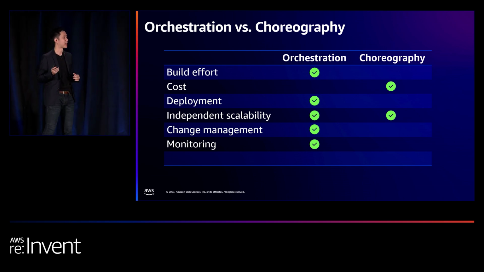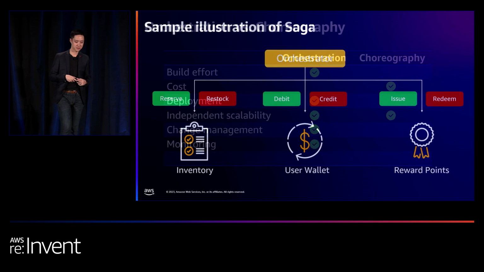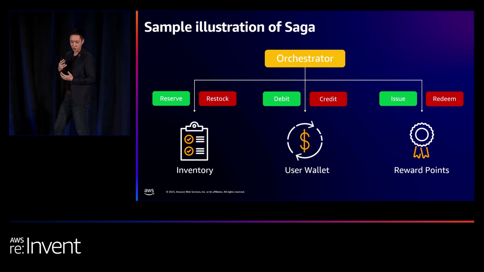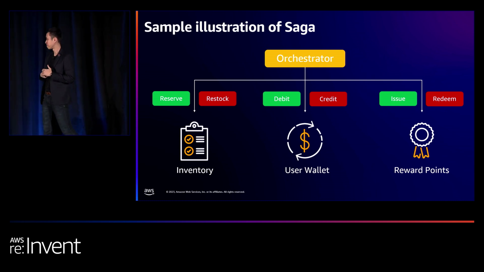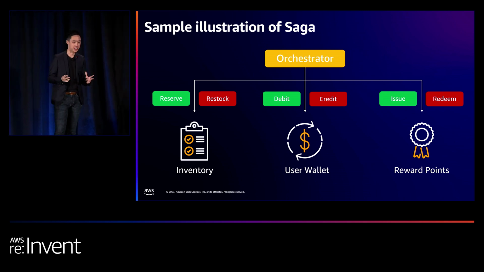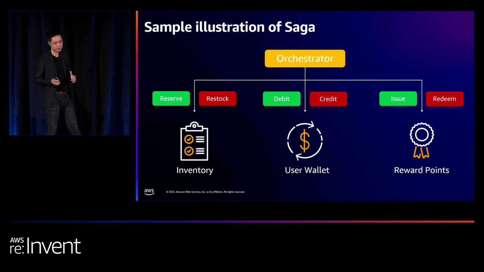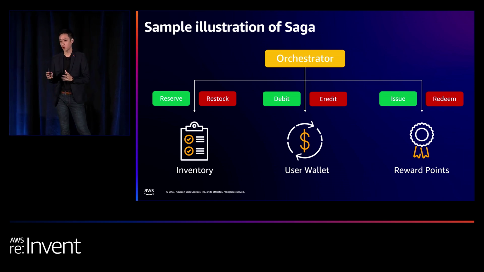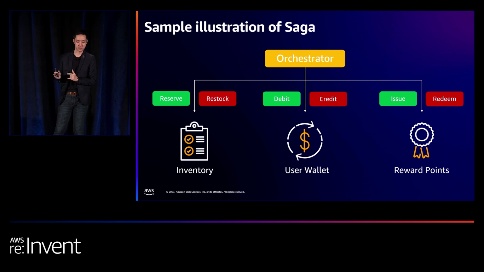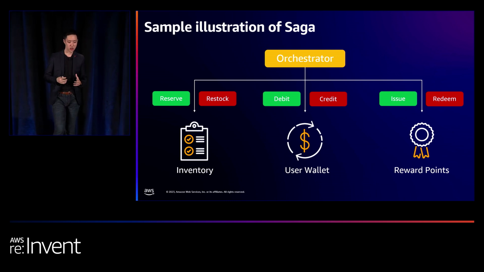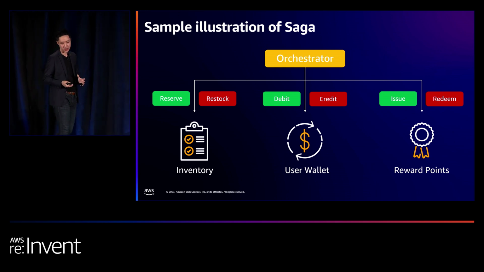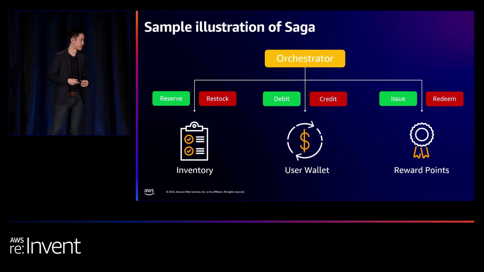So let's take a closer look at how orchestration actually works. Now, this is our workflow that comprises 3 steps: inventory management, user wallet deduction, and rewards points. So for every step, there is an action and a compensation. For inventory, there's reserve, and there's also restock. For user wallet, there's debit and also credit. And finally, for rewarding points, we have issue and redeem. So every one of these transactions has a twin that does the exact opposite, so we can fall back and ensure the consistency of the states in our system.